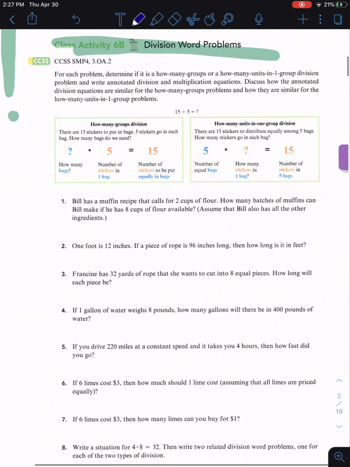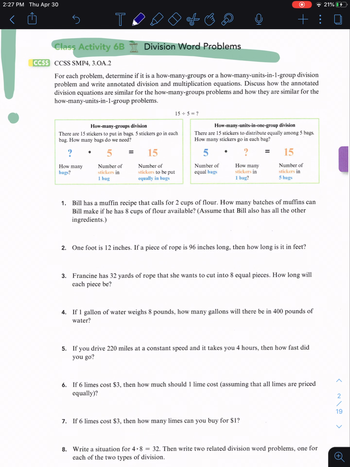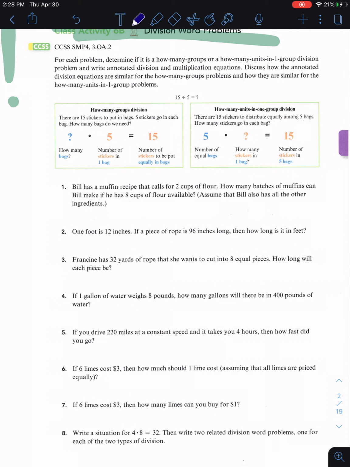So if we look at B, this is exactly where we're going to try to make sense of what kind of division problem we have. So, how many groups division? If there are 15 stickers to put in bags, 5 stickers to go in each bag, how many bags do we need? We don't know how many groups there are, but we do know how many in each group. Versus the other situation: there are 15 stickers to distribute equally amongst 5 bags. We don't know how many in each bag, but we know there are 5 bags in total. Let's see if we can make sense of these problems; we'll do some together and I'll leave the rest for you.